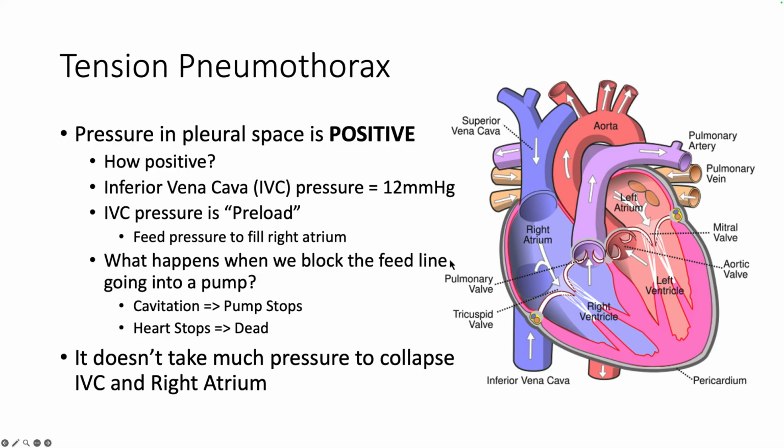So if that gets too low, the right ventricle can't fill. If it can't fill, it can't pump, which means it can't supply blood through the lungs and over to the left atrium. And then same deal. If the left atrium can't fill, the left ventricle can't fill, it can't pump. This pump vapor locks. So when we block the feed line going into a pump, we get cavitation. The pump stops. You guys understand this when you're thinking about running pumps and moving water around on the fireside of your job. It's exactly the same thing in the heart.